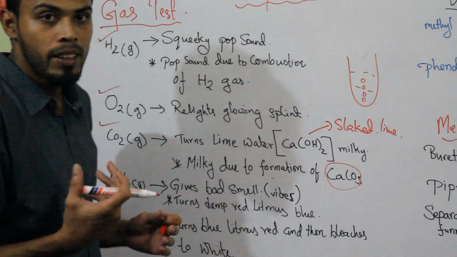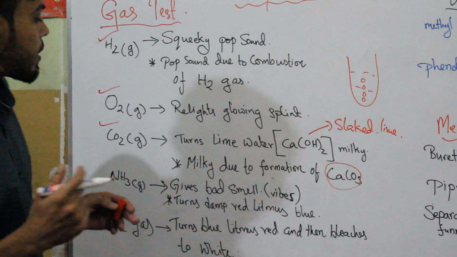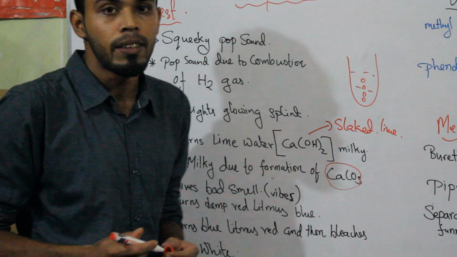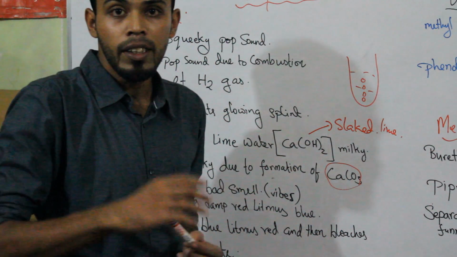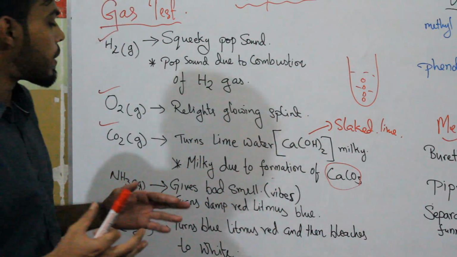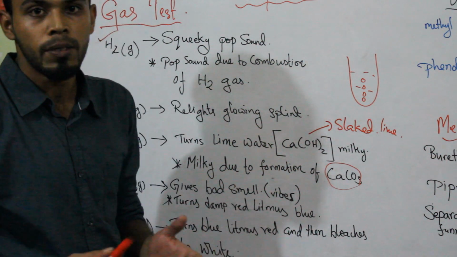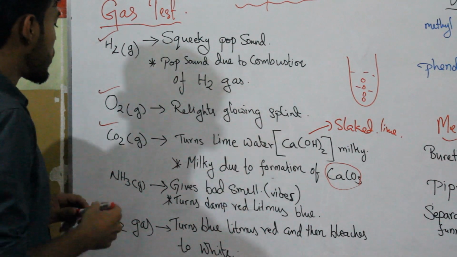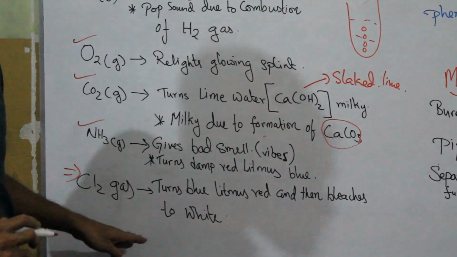very bad smell. There is another test for ammonia gas, but it's better not to write that test in your exam. It turns damp red litmus paper blue. So you can write damp red litmus paper, but the best thing is to write that it gives a bad ammonium chloride smell. Now, so ammonia is finished.